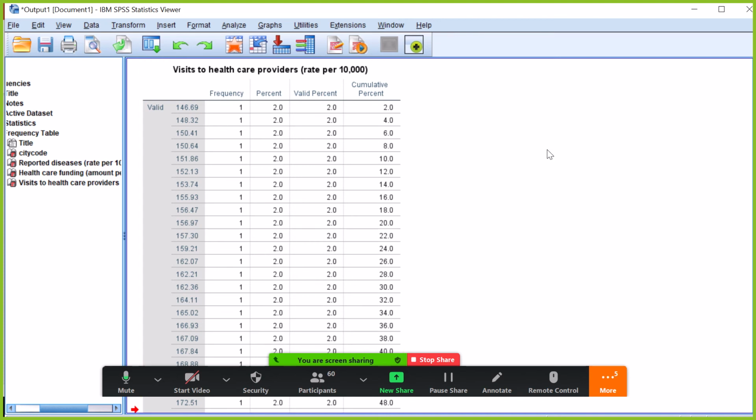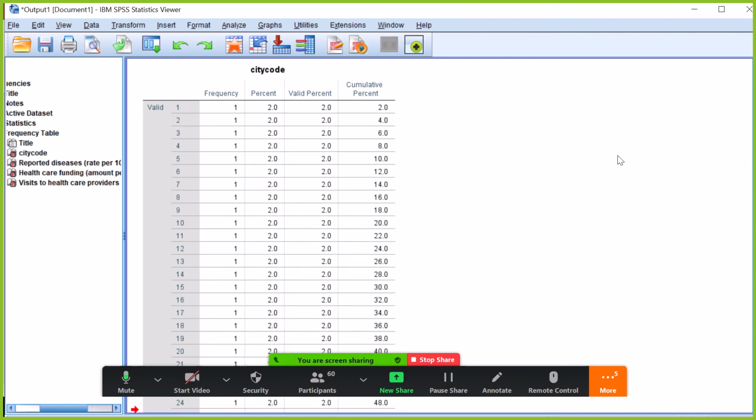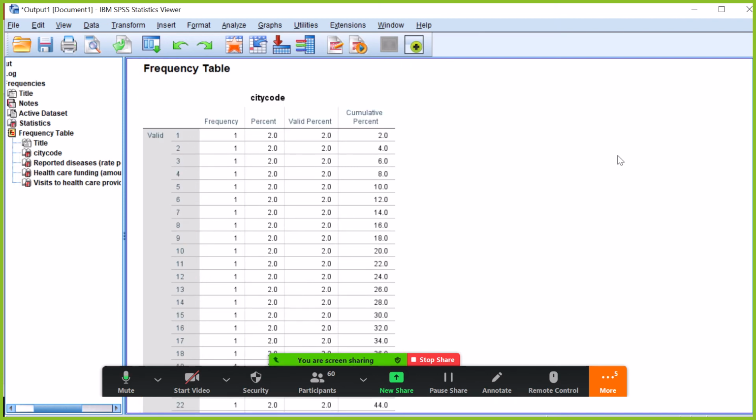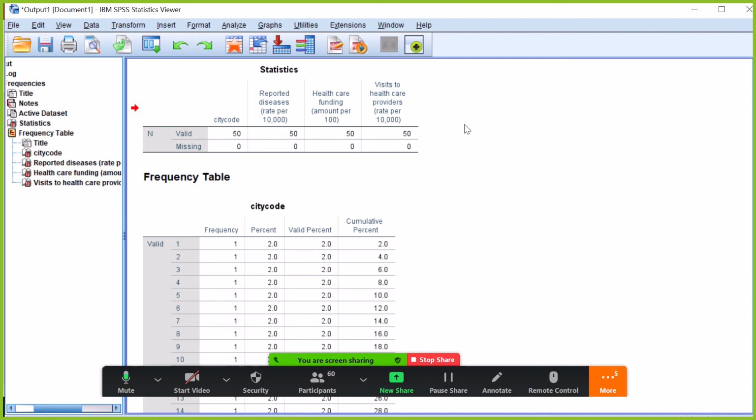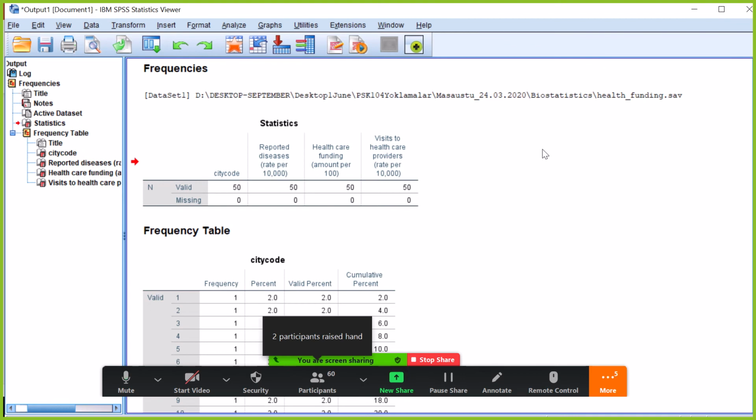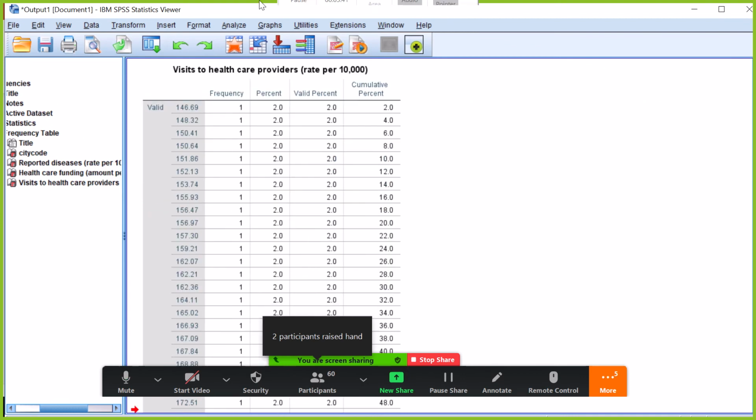So what is this? These are just numbers. It's just frequencies that we find, city code, okay, and it says that there are 50 valid city codes here, okay. Yes. So this is output. This is an example of an output of SPSS.